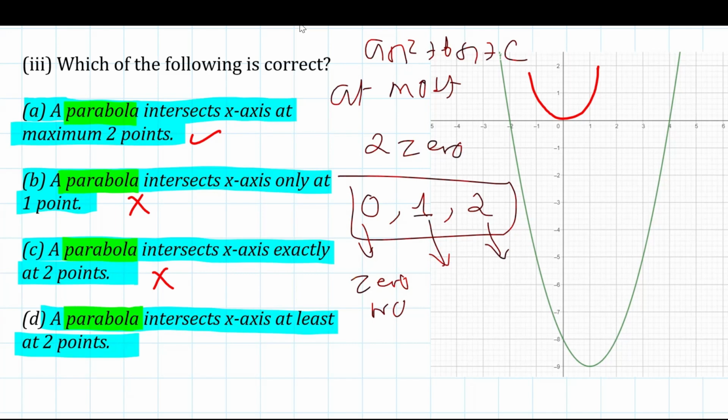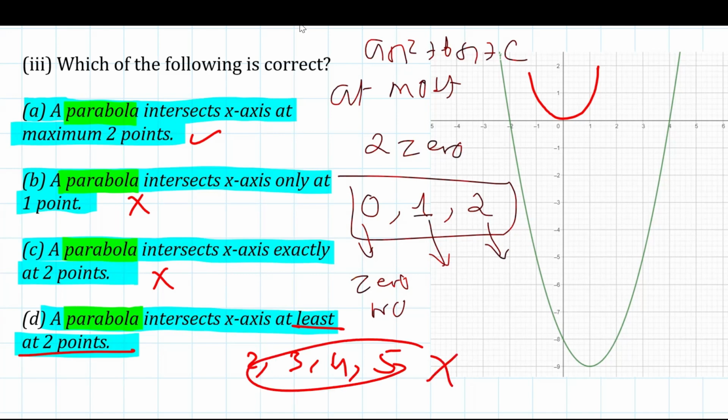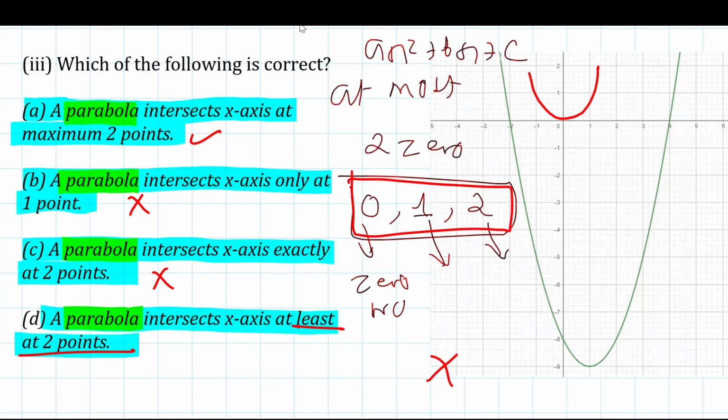At least two means minimum two, right? At least two means 2 points means minimum 2 points. So they mean to say that two or more than 2 points, which is definitely not correct, right? The correct is can be at most two and not at least, right? At most two and not at least.